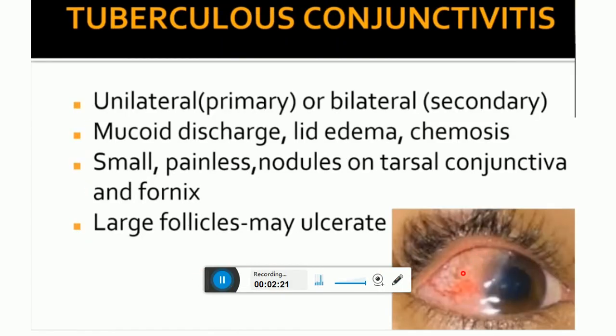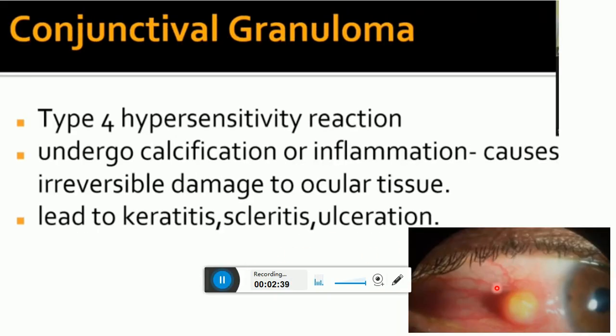This is tuberculous conjunctivitis. It may be unilateral, primary, or bilateral secondary. There will be mucoid discharge, lid edema, and chemosis. These are small painless nodules on the tarsal conjunctiva and fornix. Large follicles may ulcerate. These are conjunctival granulomas caused by TB due to type 4 hypersensitivity reaction. They can undergo calcification or inflammation and irreversible damage to ocular tissues. It can also cause keratitis, scleritis, and ulceration.